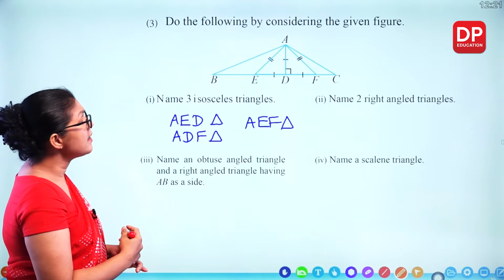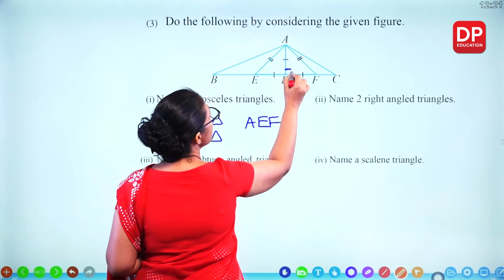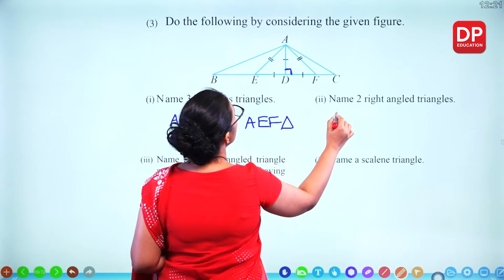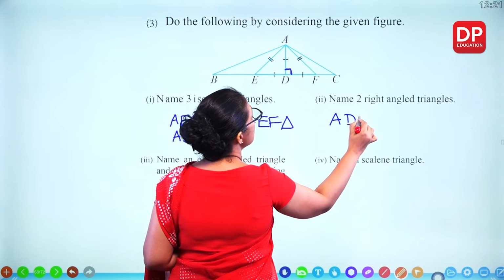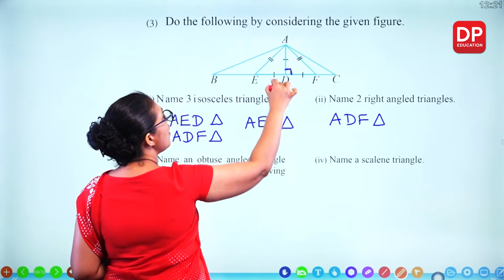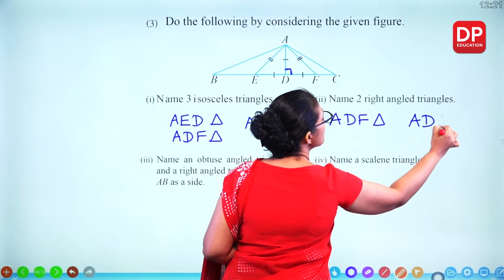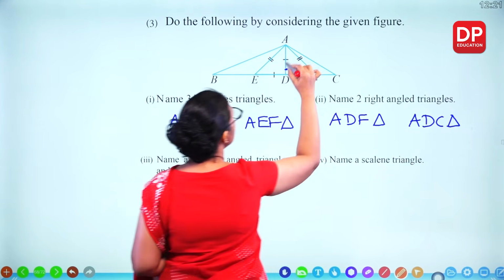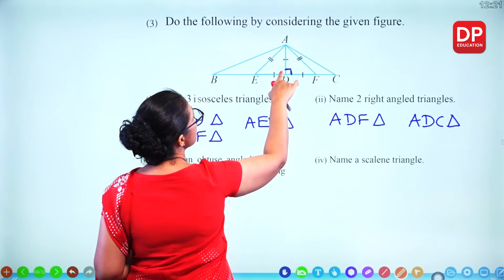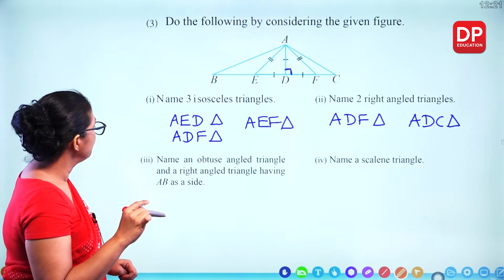Name 2 right angle triangles, 90-degree angles. One is here. So ADF triangle, this one, or I can write ADC. ADC also. ADC. If this is 90, this is also 90. You can write down the other two as well.